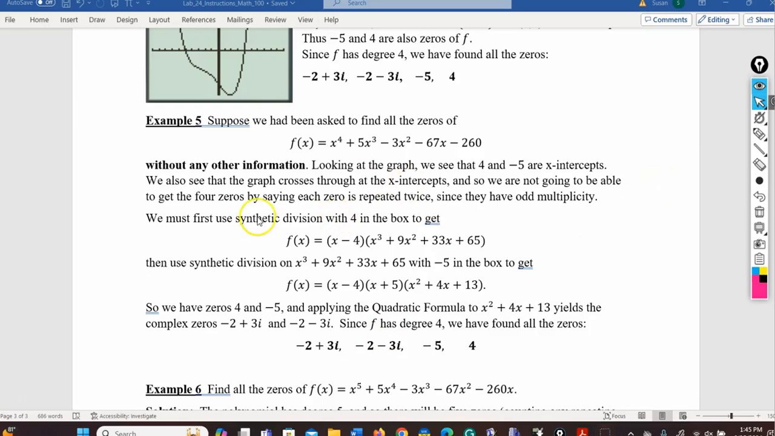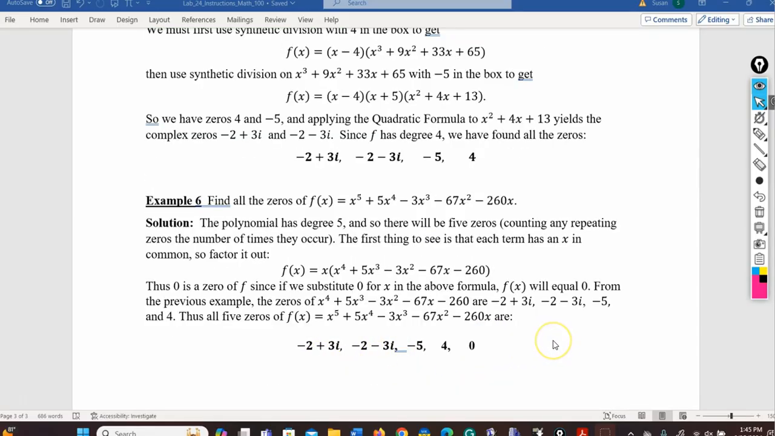All right, so here I said you had to use synthetic division with 4 in the box to get this factorization. Then we use synthetic division on this smaller one with negative 5 in the box to get that factorization. And these are how you would type them up in web work. Okay, so there is no plus or minus symbol in web work. You have to type them in separately. Okay, and then finally find all of the zeros to that.